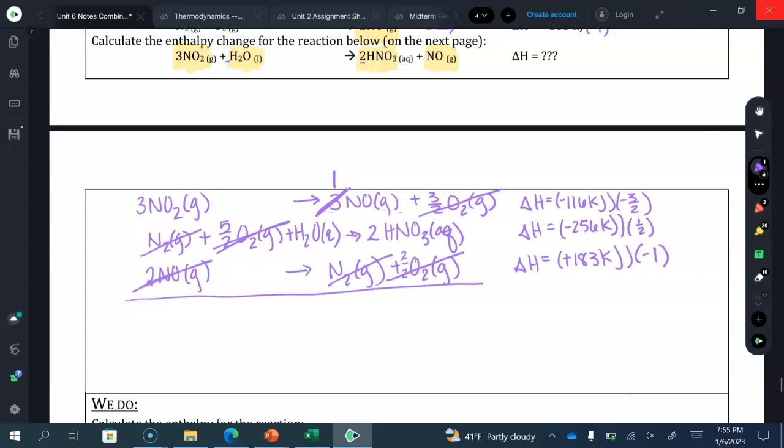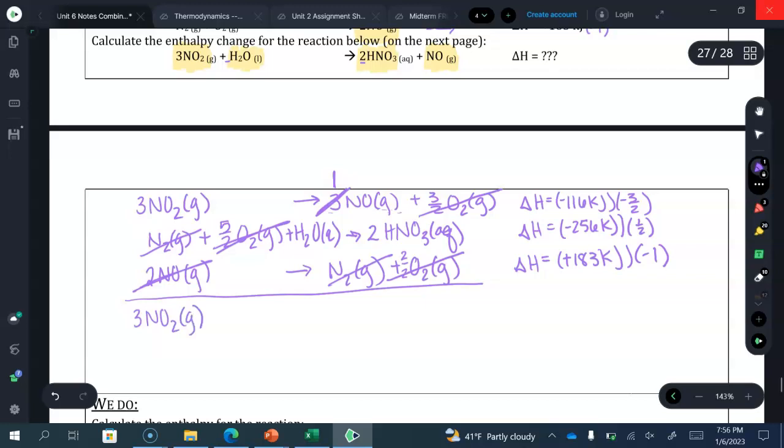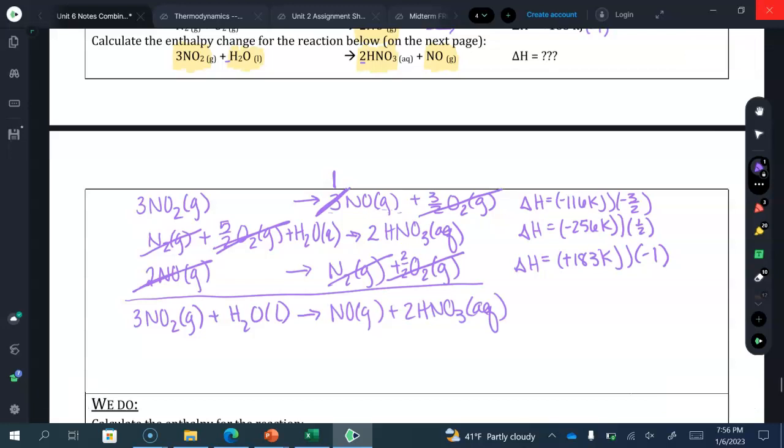So I'm going to bring down my reaction and make sure that what I have left matches what I should have gotten for my combined, oops, that's a liquid, my combined reaction. So NO. And we check. Granted, I did flip these two, but it is still the same reaction. So I did do it correctly.